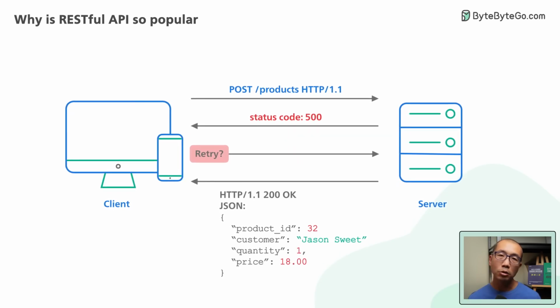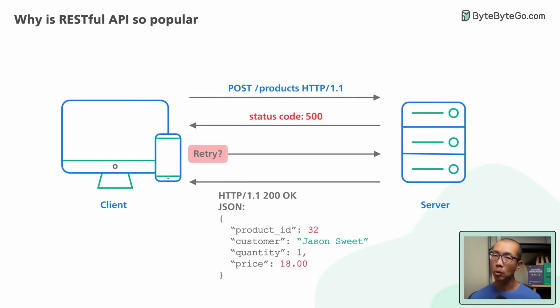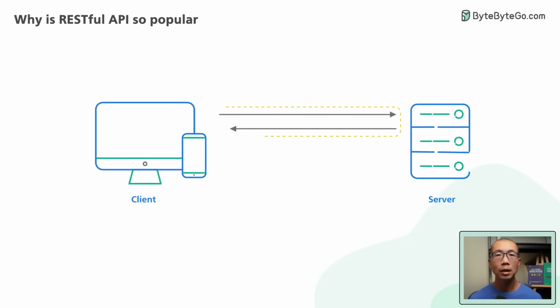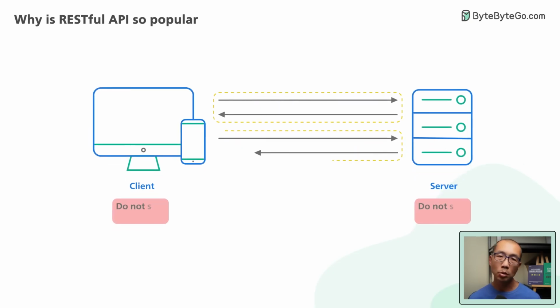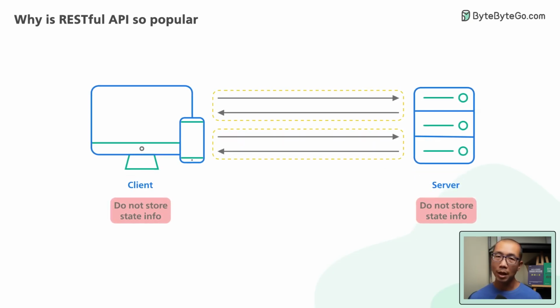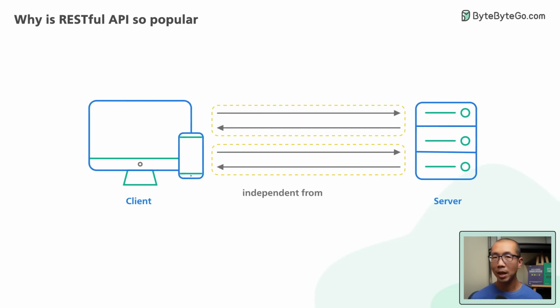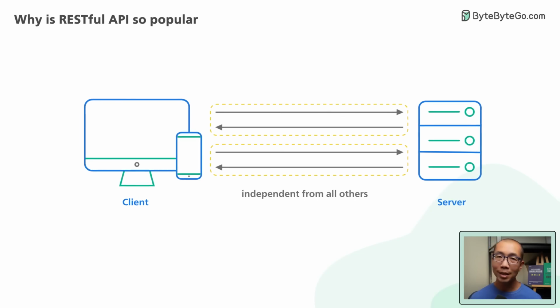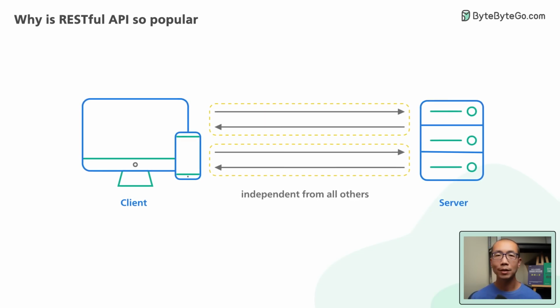There is a critical attribute of REST that is worth discussing more. A REST implementation should be stateless. It means the two parties don't need to store any information about each other, and every request and response is independent from all others. This leads to web applications that are easy to scale and well-behaved.